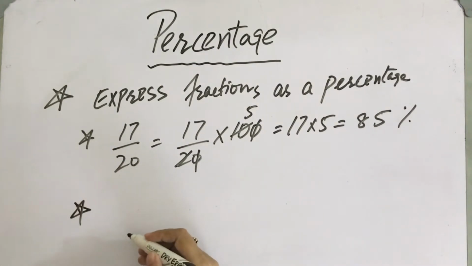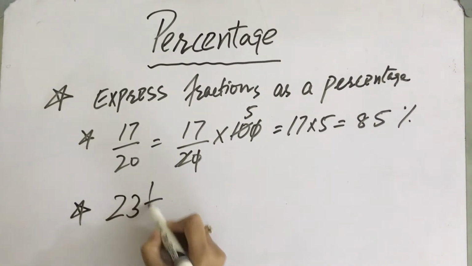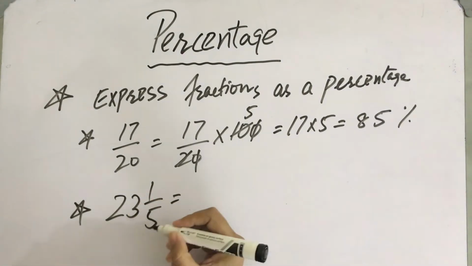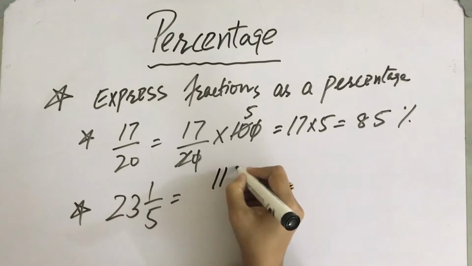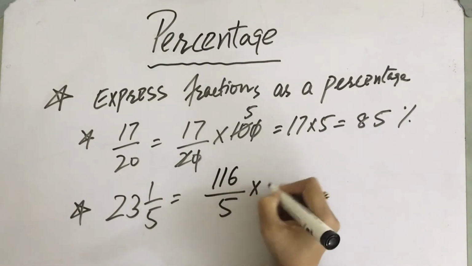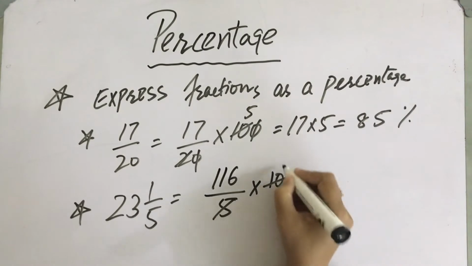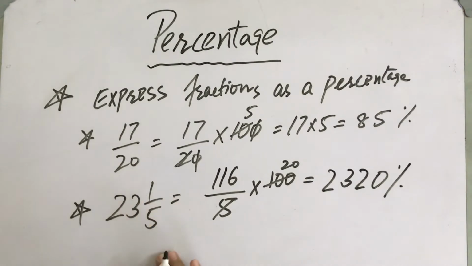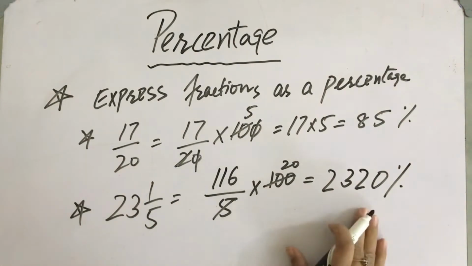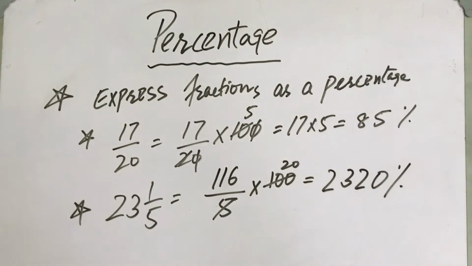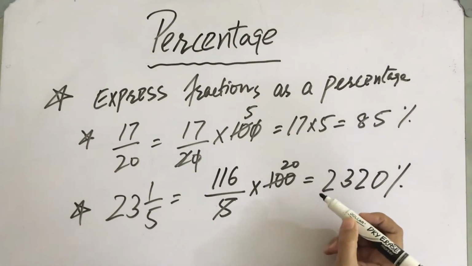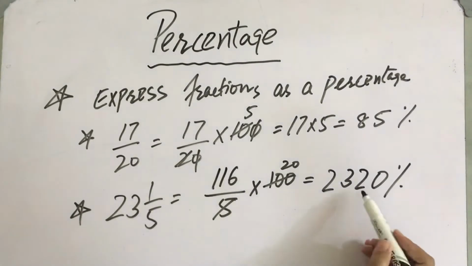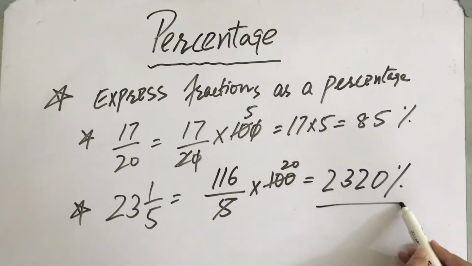One more example. I have 23 whole 1 by 5. I have to convert this mixed number into a percentage. First I convert this mixed number into an improper fraction. This is 116 over 5 as a mixed number, and when I multiply it by 100, I have 2320%, which is the answer. Notice in this example you can easily see that it is 23 whole, and 1 by 5 of 100 is 20. So 2320% is the final answer.